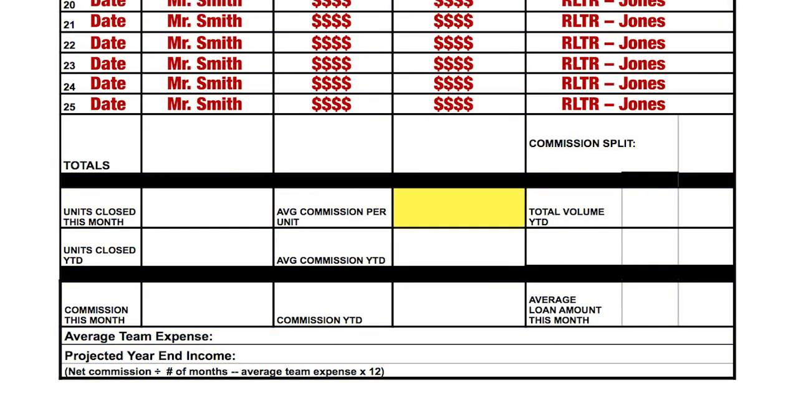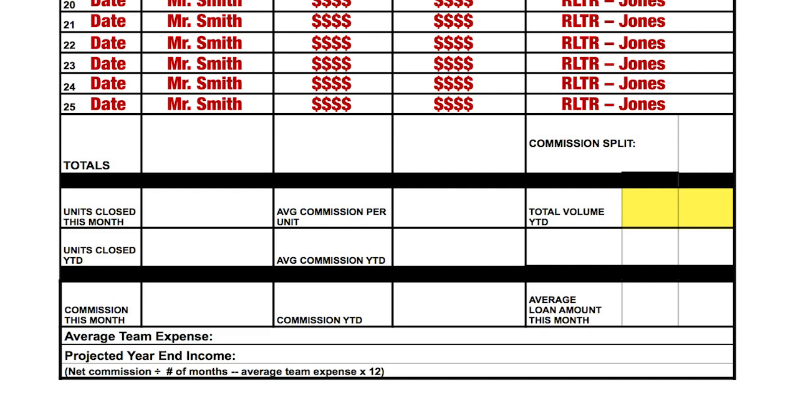Then we're gonna ask you again, how many units did you close this month? What was your average commission per unit? So you're gonna take your total commission divided by number of units to get your average commission per unit. We wanna know your total volume year to date. That's where you're gonna add up your mortgage amounts total on all of your Paylogs so far year to date.